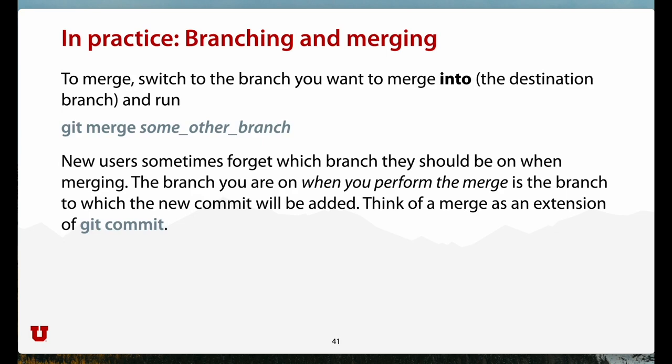You can merge branches by switching to the branch you want to merge into, or the destination, and then you run git merge and the branch name you want to merge into that branch. So I see new users sometimes forget which branch to be on when merging. You need to be on the one where you want the new commit to appear. So the branch you're on when you perform the merge is the branch to which the new commit will be added. So you can think of a merge as an extension of git commit. It's creating a new commit, but that commit has information from another branch as well.